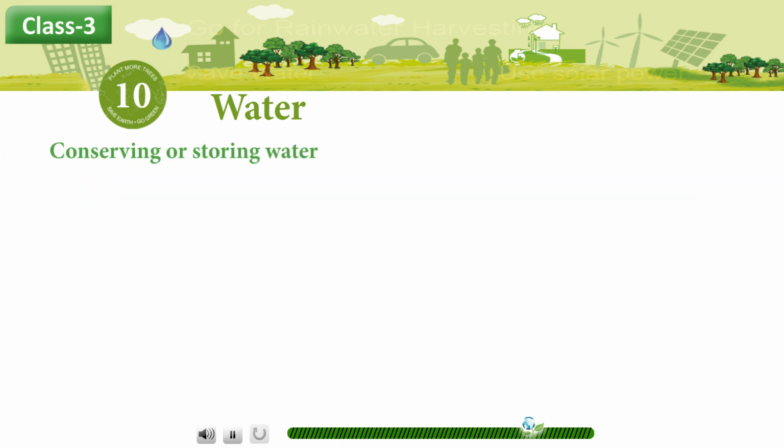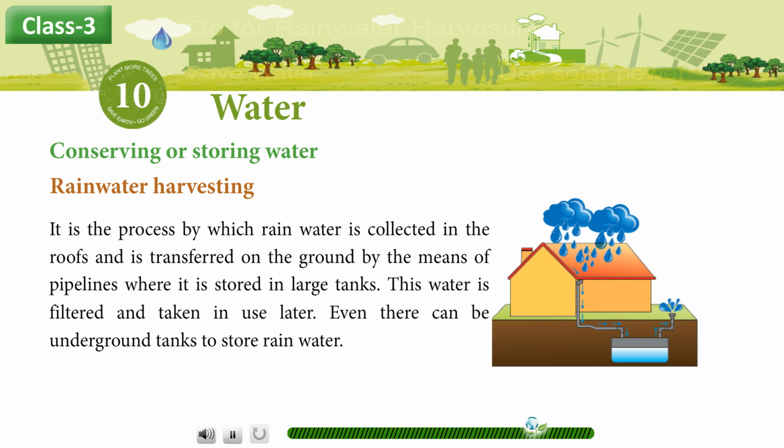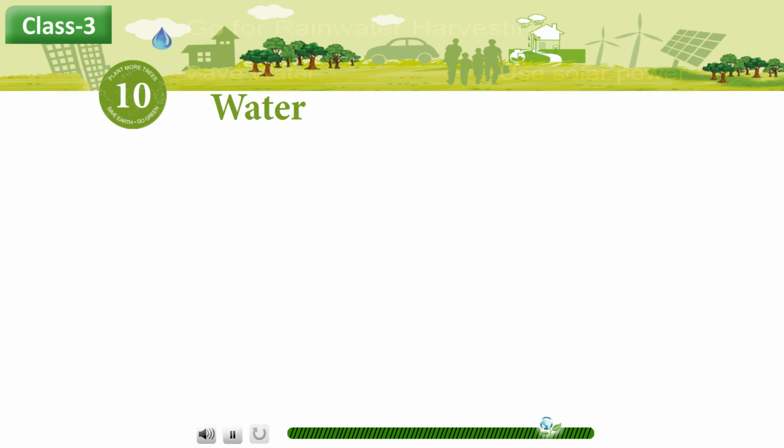Conserving or storing water. Rainwater harvesting. It is the process by which rainwater is collected on the roofs and transferred to the ground by means of pipelines, where it is stored in large tanks. This water is filtered and taken in use later. There can even be underground tanks to store rainwater.